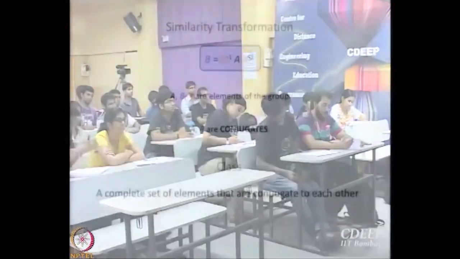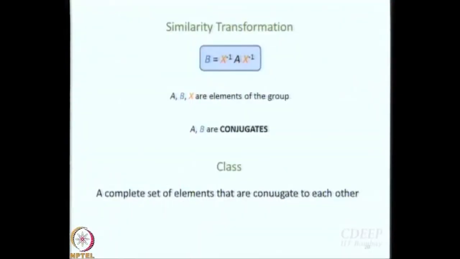We start with this slide, similarity transformation, talk a little bit about classes and properties of similarity transformation, and then we can move over to matrices. After all, we started this discussion with transformation matrices, and then we will go ahead and see how we can reach the great orthogonality theorem. Okay.